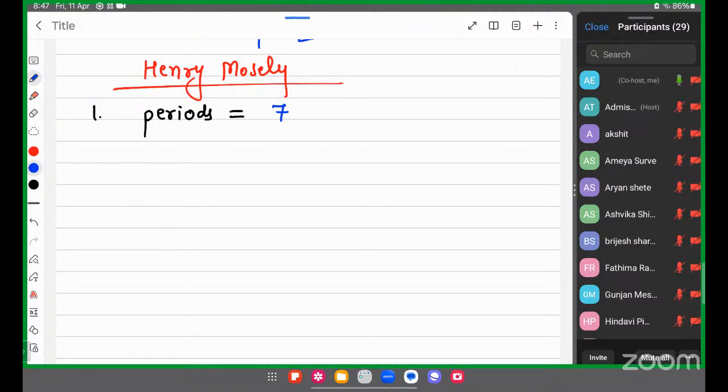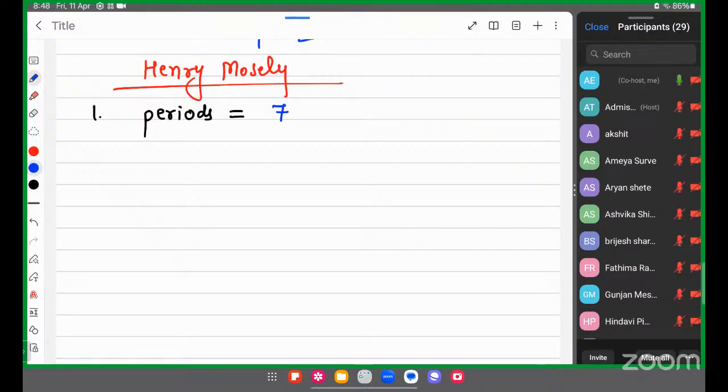The second period contains 8 elements, lithium to neon. And the third period again contains 8 elements, 11 to 18, that is sodium to argon. The second and third periods are known as short periods. Period number 1 is known as the very short period.